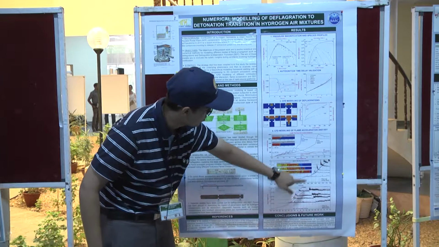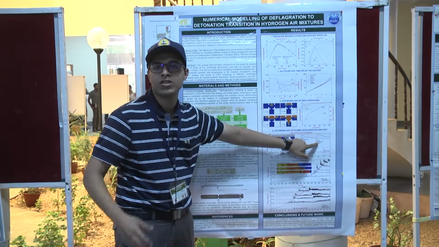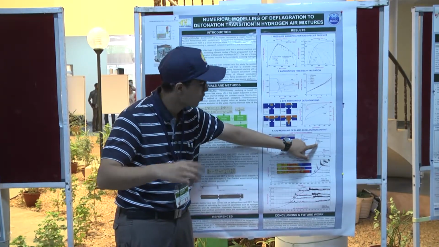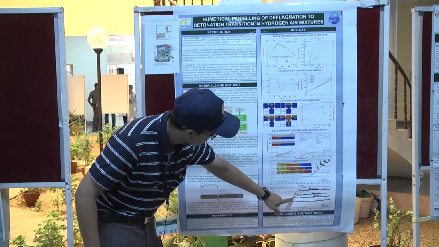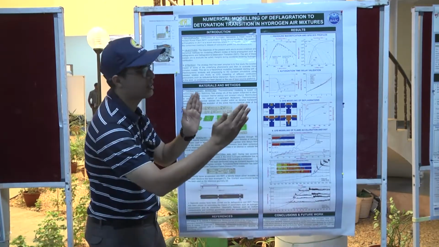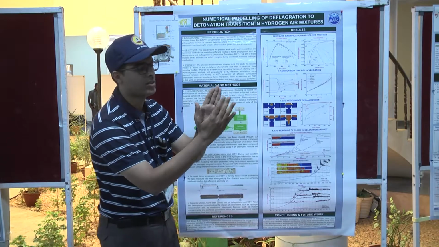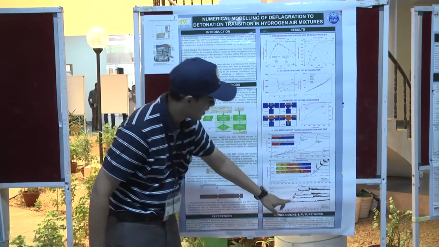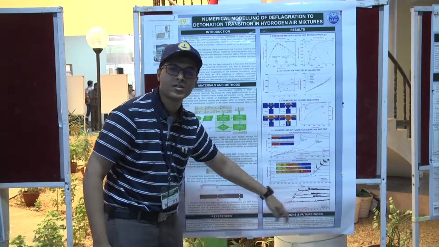But in different scenarios where either the mole fraction is decreased or where the blockage is decreased, we see that this is the shock line which is running in front and the flame line is running slowly. So the coalescence does not take place, and in that case DDT does not occur.